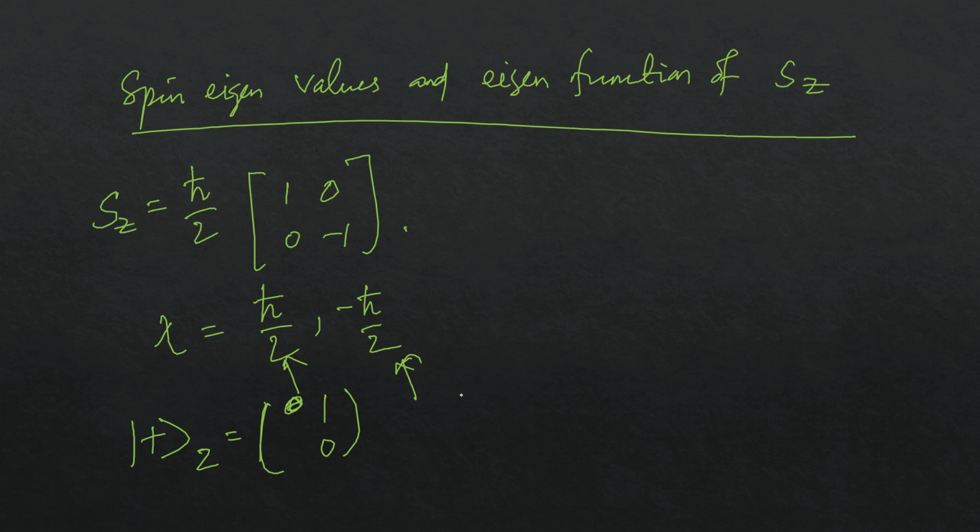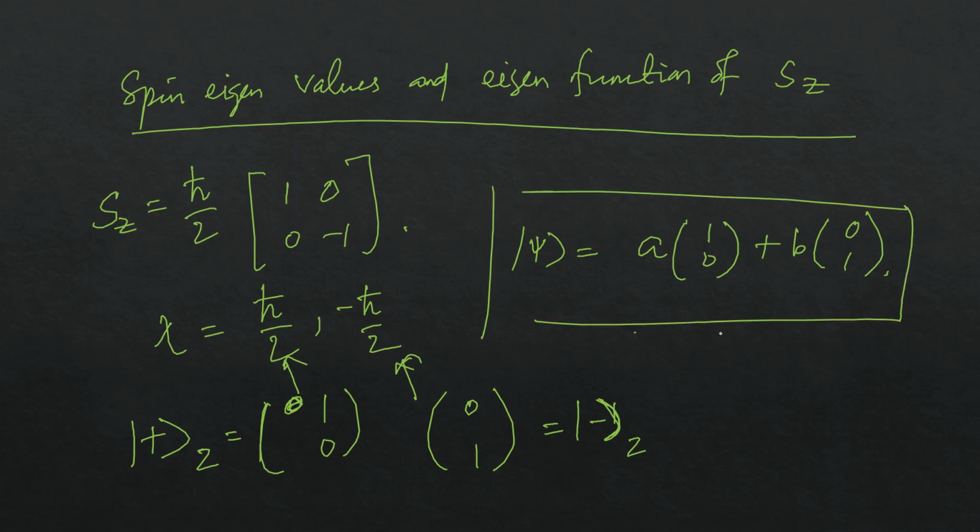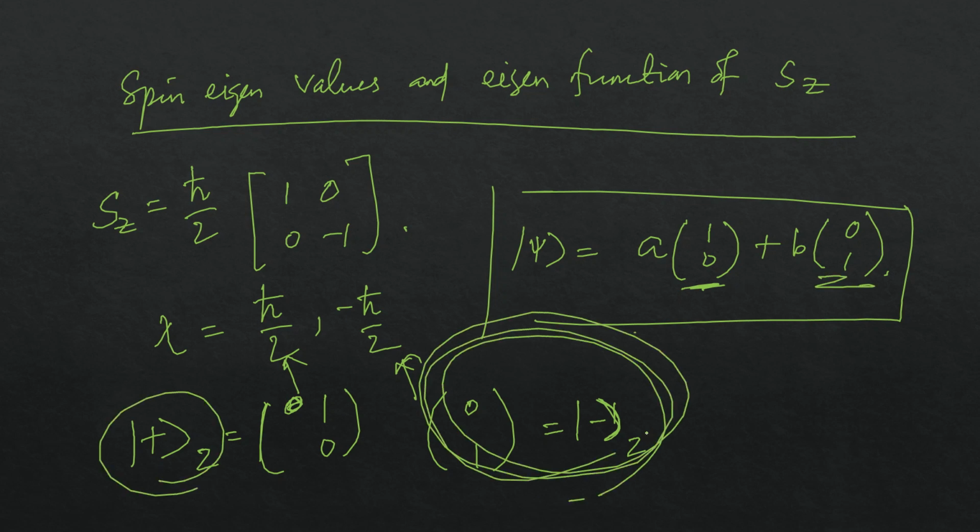Okay, so this one is 0 1, z. So psi is equal to a times 1 0 plus b times 0 1. So this is 1 0, and this one is 0 1.